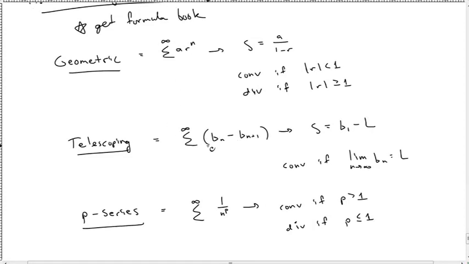Telescoping, we did that one as well. If you see this format where you have something minus something else and they're really similar to one another, the answer, your S, your sum, is going to be the first term minus L. If you noticed, that was going back to the last problems that we did in the last section. L turned out to be 0 on one of them, but it turned out to be a 1 in the other problem. So we actually have to find out what that limit is. It converges if the limit of these terms goes to a number, that is L, or 0 or 1 or some kind of number, okay?